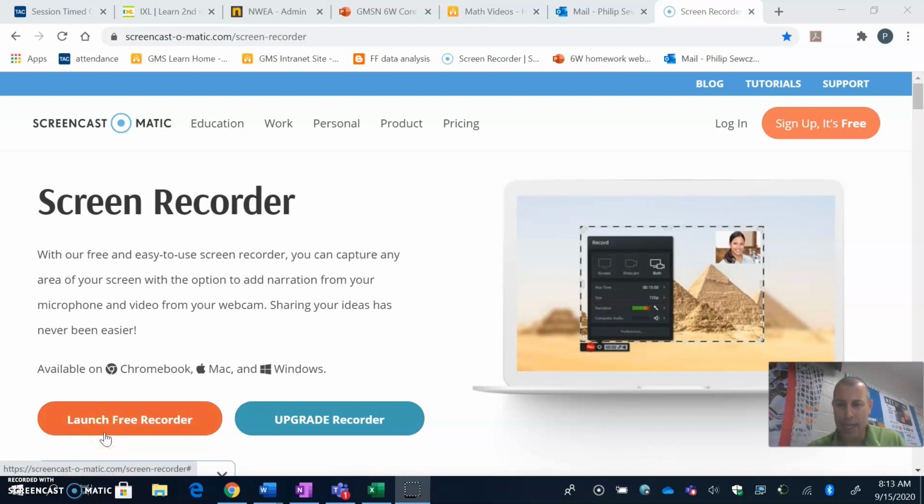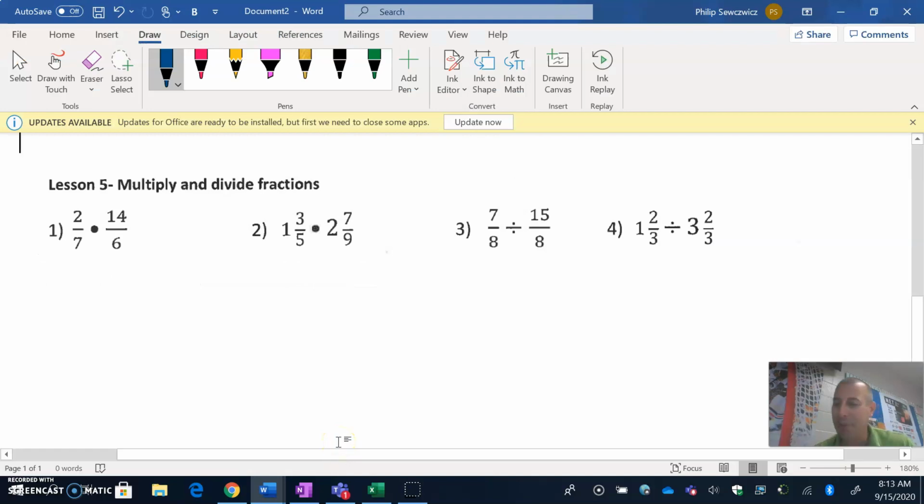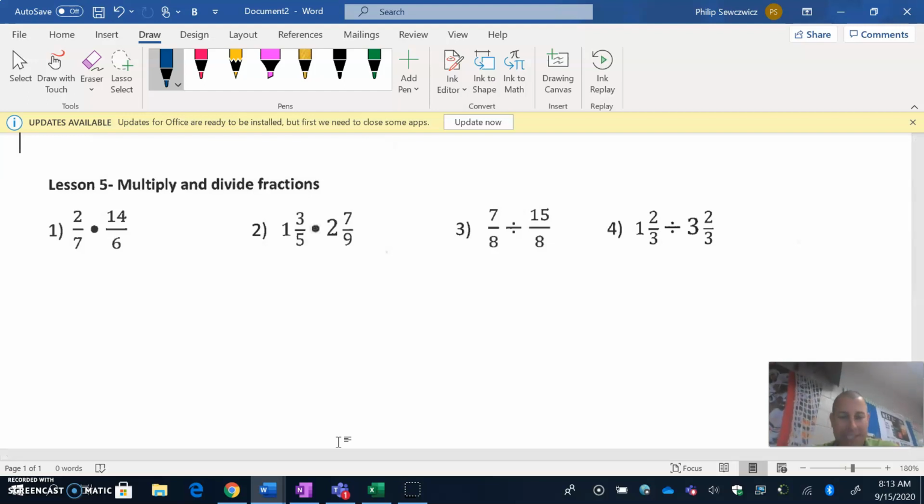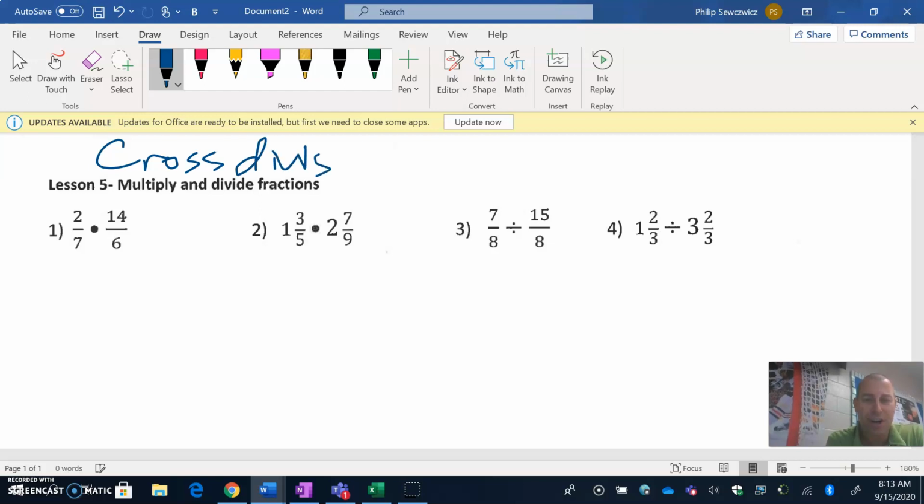So yesterday we were in lesson number 5 and we were working with multiplying fractions and mixed numbers. We did the first two problems together. Let me remind you of what was going on here. The big phrase that we were using was cross division.